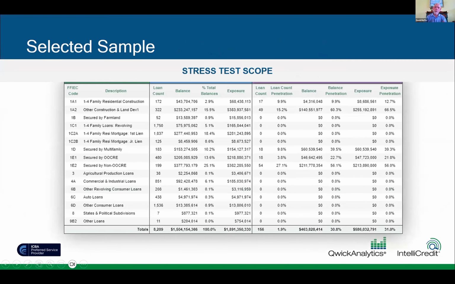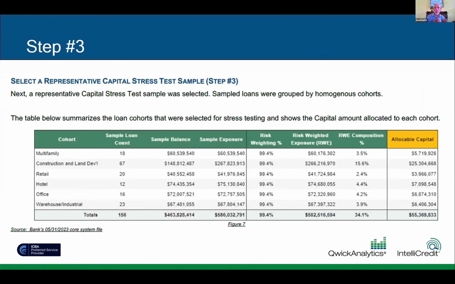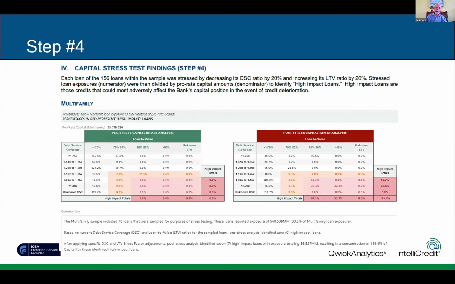Then we come up with the stress test scope, which would be very detailed, having the client bank be able to see exactly what percentage of the subsets of the loans being looked at are actually being stressed, and how the next step would be to project those into an impact on the capital. So this would be an example of step 3. And then step 4 is applying the stresses.